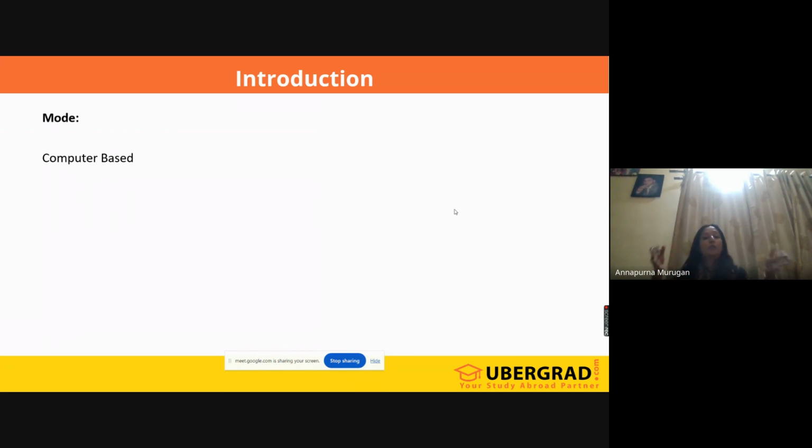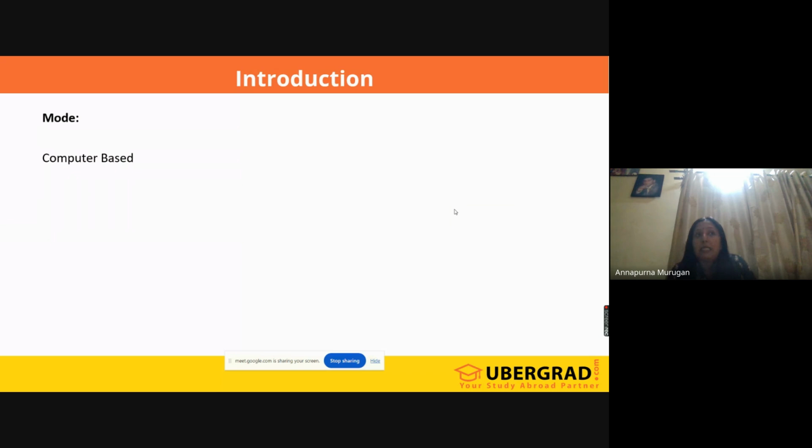You will have a small cabin, in a lengthy hall with small individual cabins, and in each cabin there will be one system with headphones and everything. The questions will appear on the system, and for speaking, you will speak over the headphones and your speaking will be recorded. For writing, everything will happen on your computer.